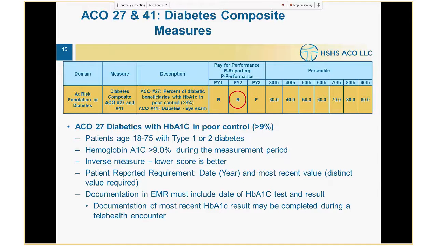The second part of the diabetic composite measure is ACO 27, diabetics with a hemoglobin A1C in poor control, which is defined as greater than 9% on their hemoglobin A1C. This is also an at-risk population or diabetic domain, and it will be a reporting measure only for 2017. Just as the other diabetic measure was, these are patients 18 to 75 with type 1 or type 2 diabetes who have had a hemoglobin A1C greater than 9 during the measurement period. The measurement period is January 1st of 2017 through December 31st of 2017.